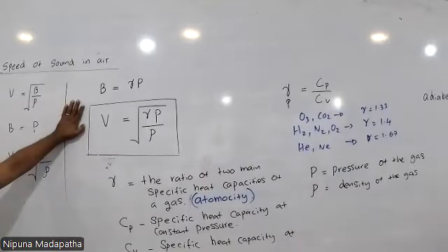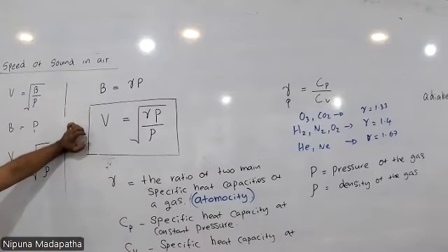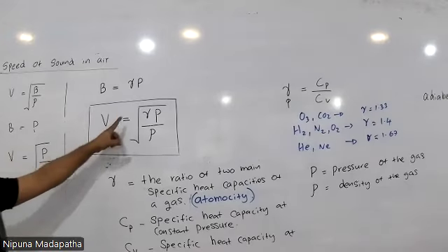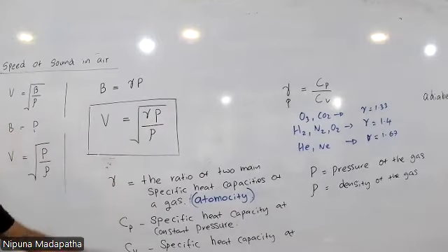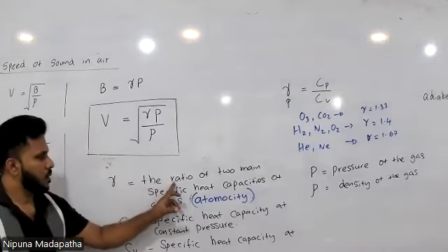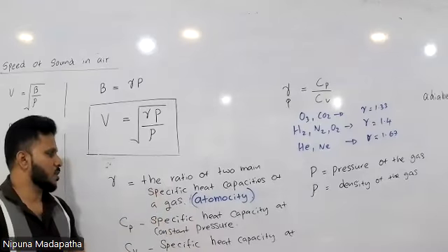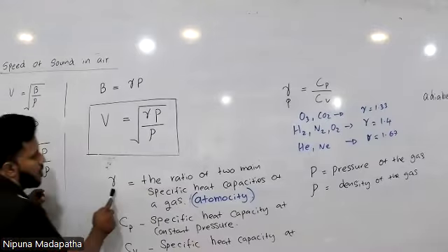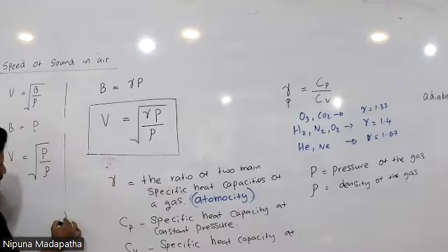Hence, the speed of sound in air or a gas is given by V equals square root of gamma P over rho, where gamma is the ratio of the two main specific heat capacities of a gas.